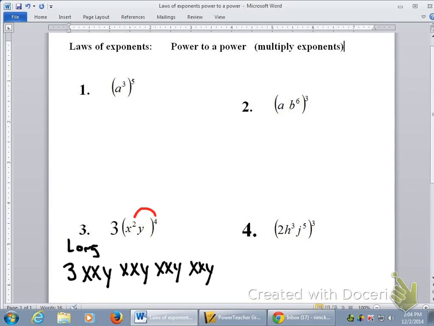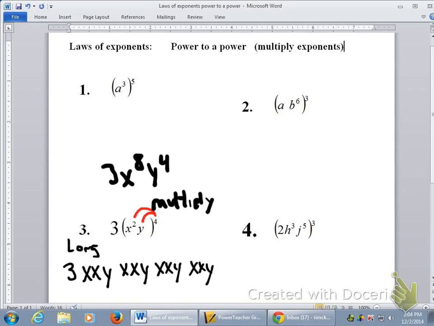Now you can see the answer, of course. Looking at this, how many x's do you have down there? You've got 8 x's. How many y's do you have? You have 4 y's. So my answer is going to be 3x to the 8th, y to the 4th. But what does it look like for the shortcut? Well, the shortcut is this 4 goes with the 2, or the x and the y. And we're going to multiply the exponents. Okay, and again, you can get directly to the answer, but notice the 3 did not get that exponent of 4 because it's not inside the parentheses. Please take some time to go over that and look at it again.